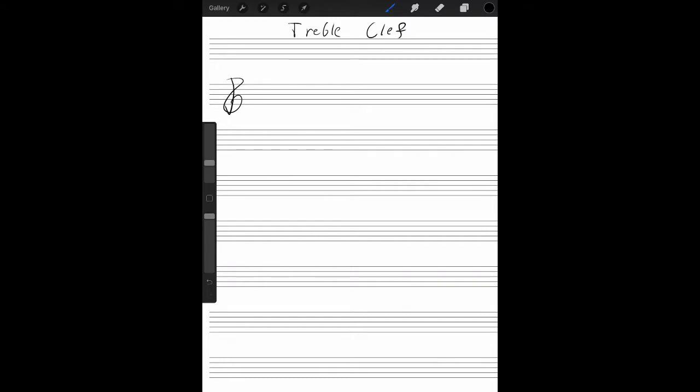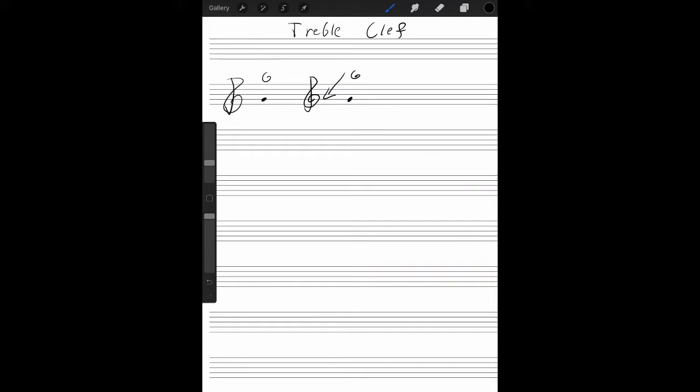And the reason it's called the G clef is because this note right here, the treble clef specifies that as a G. So if I write this a little neater, that loop, bottom loop, is outlining that second line from the bottom, signifying that's a G, and everything else is in relation to that.